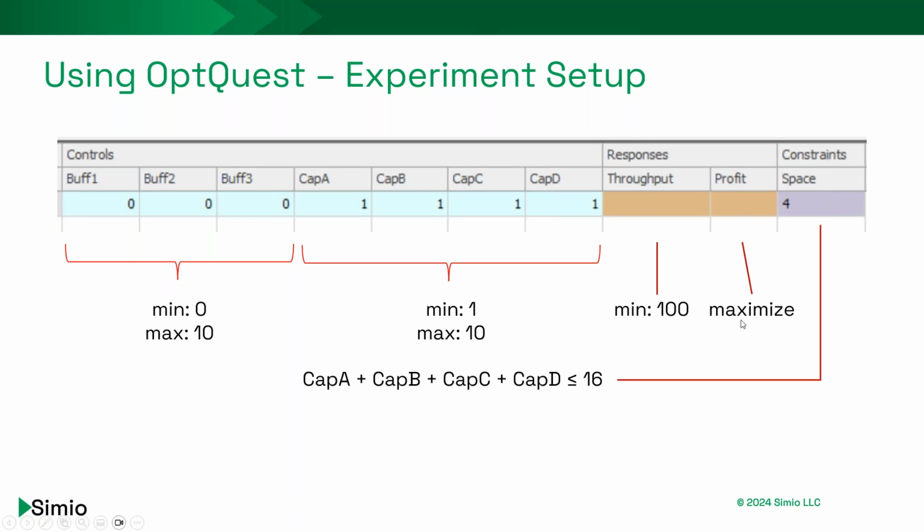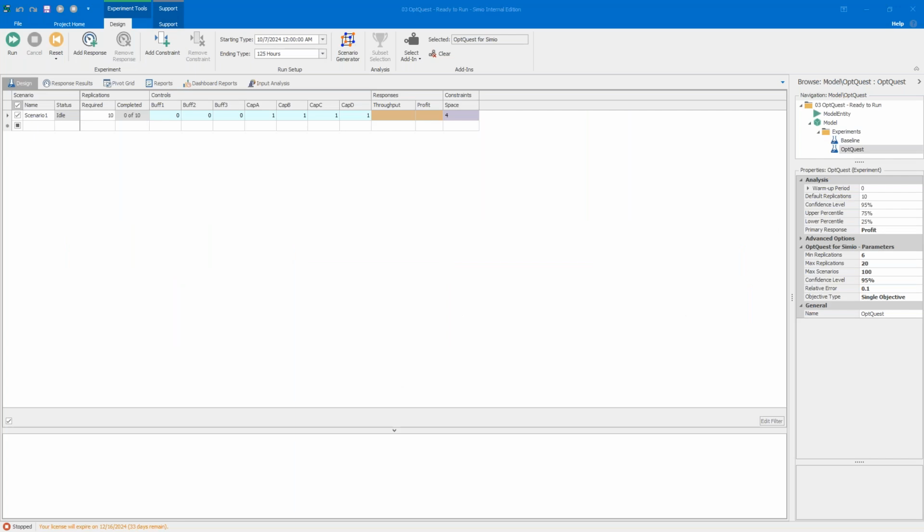And so what OptQuest does is it takes that information and then constructs sequentially scenarios in an effort to find that optimal value. So let me pull that up. This is again the same model that we just looked at. I just have the OptQuest preset up to run.